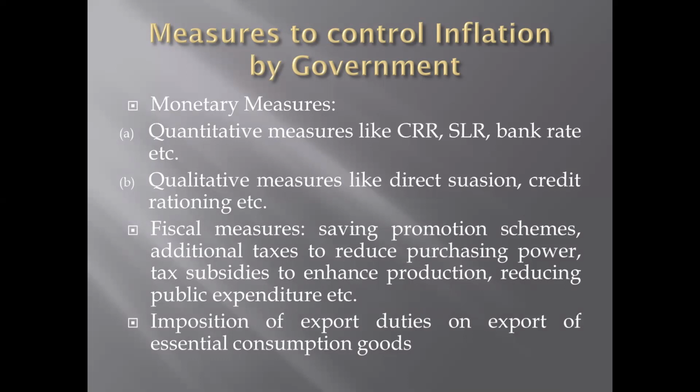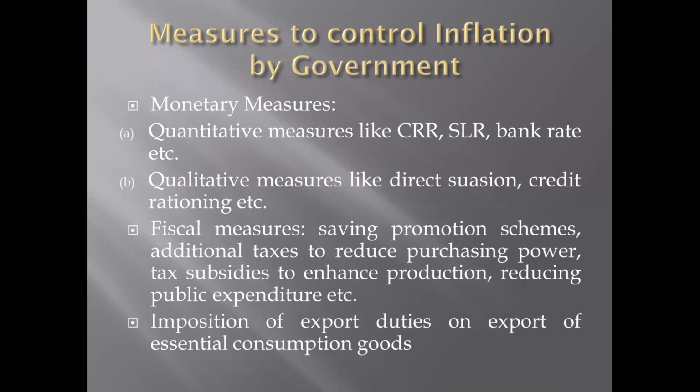First is monetary measures, like you have all read, quantitative and qualitative measures. Quantitative is related with cash reserve ratio, statutory liquidity ratio, bank rate. By changing these rates, the government tries to keep a curb on the money supply. Qualitative measures like direct persuasion, credit rationing, credit quotas are being set, right? Fiscal measures, like in the budget, the government has given some saving promotion schemes.